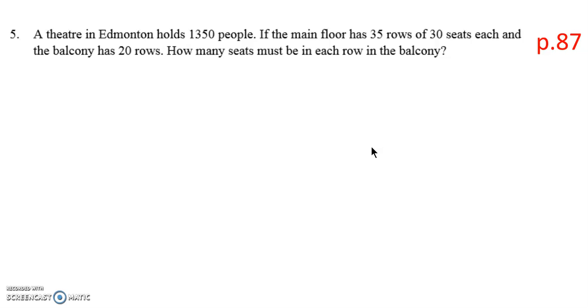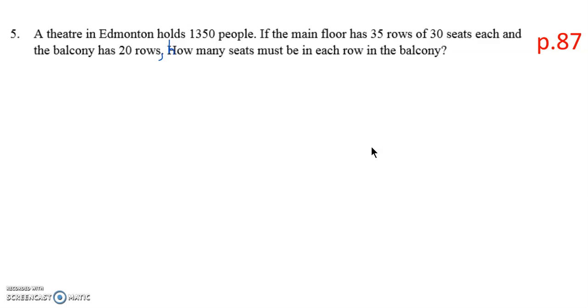Number 5, a theater in Edmonton holds 1,350 people. If the main floor has 35 rows of 30 seats each, and the balcony has 20 rows, how many seats must be in each row in the balcony? So what we have here is a whole bunch of seats, but we don't know how many in total we have. So what we've got to know is how much will be in each row in the balcony.